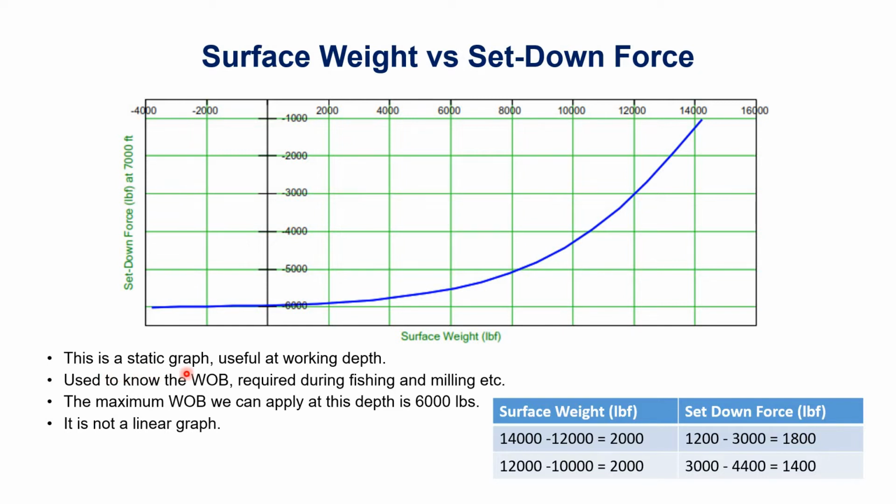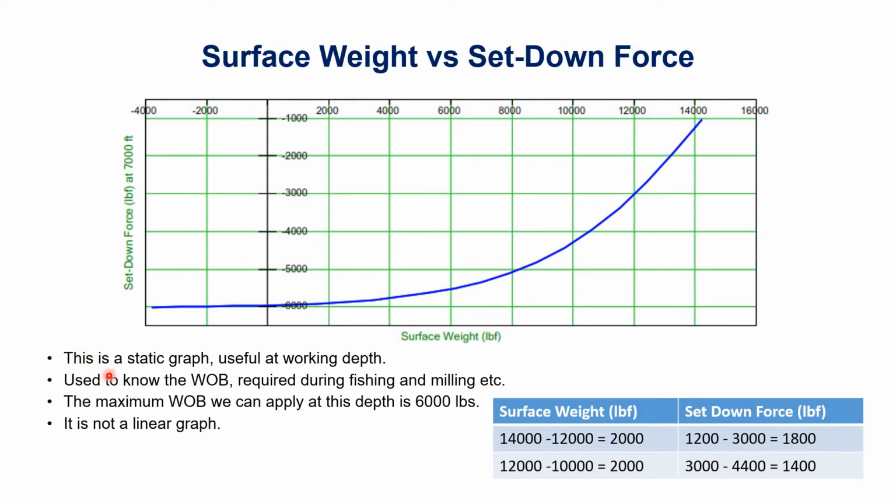This is a static graph useful at working depth, unlike our previous graphs, which were dynamic. Dynamic means those graphs were giving us the value at each depth, but this is a static graph, that is, it is valid only at a particular depth, the ultimate depth or target depth for which we have run the simulation. For example, this graph we have run for 7,000 feet, so the values we read from this graph are valid for 7,000 feet. If we change the depth, these values will change.